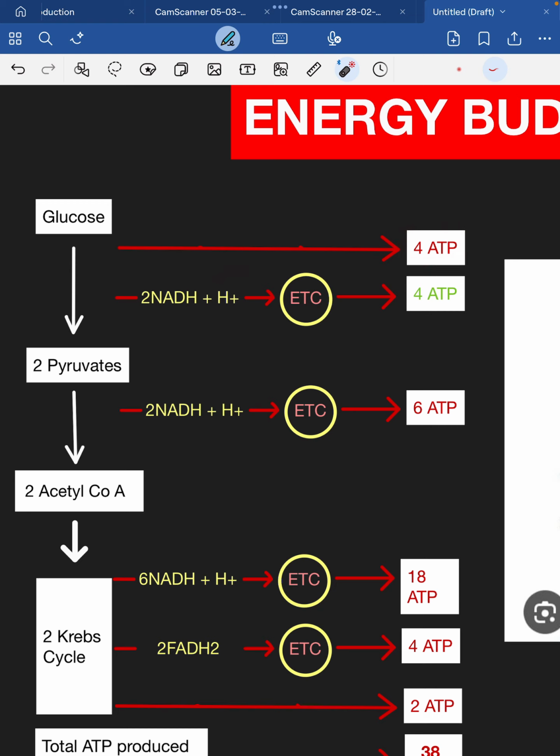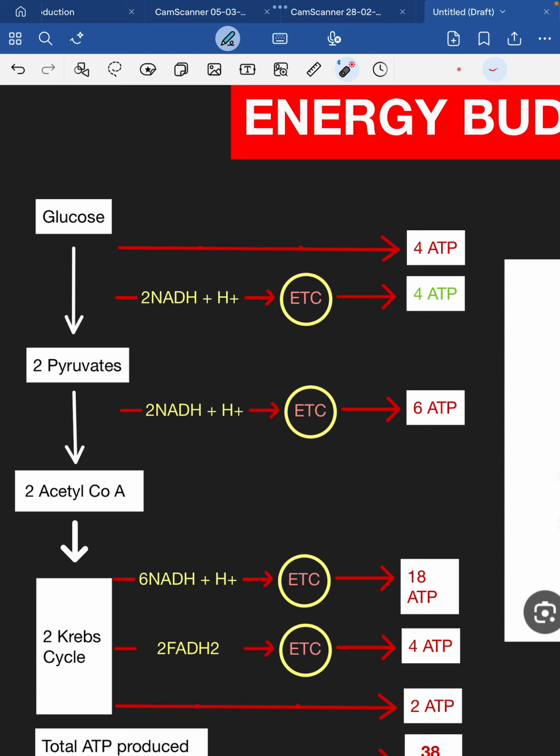Now we know that NADH also has the ability to produce ATP, but to produce ATP, NADH must enter the mitochondrion and give its electrons to the electron transport chain, as a result of which ATP is produced. One NADH molecule can produce 3 ATP, so 2 NADH should produce 6 ATP, but I have written here only 4 ATP.